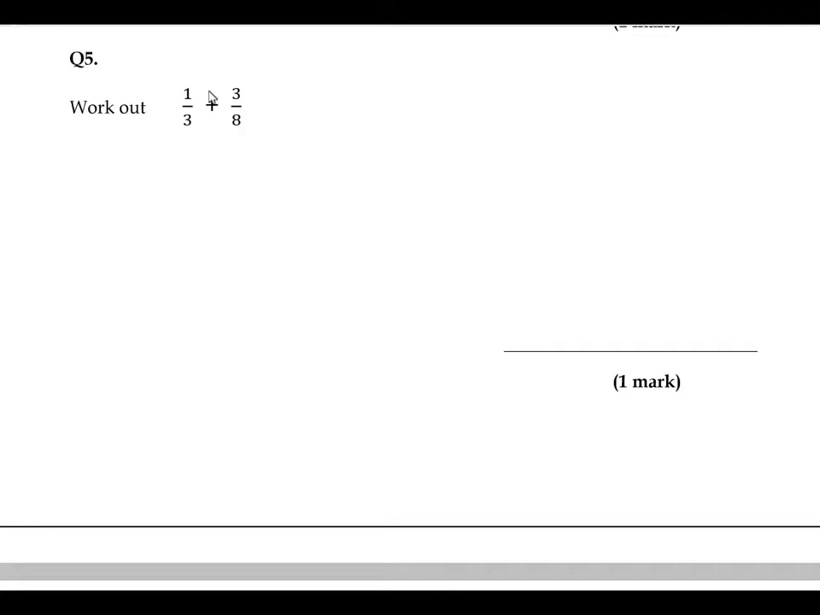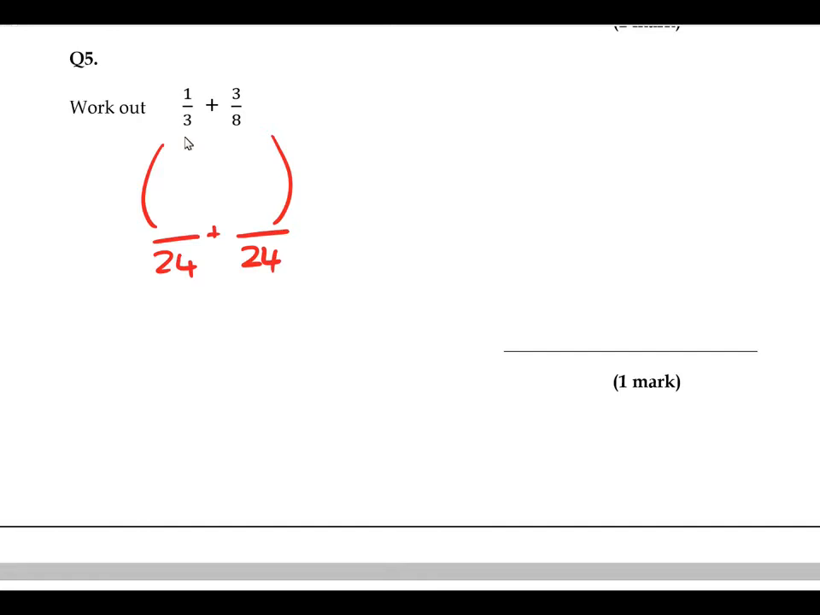Question 5. Work out 1/3 plus 3/8. Now, you can't just add them together because the denominators are different. So we need to make the denominators the same and find a number that 3 and 8 have in common. And the quickest way to do this is just multiply them together. So 3 times 8 is 24. So they have 24 in common.